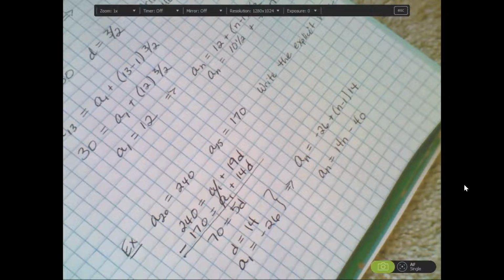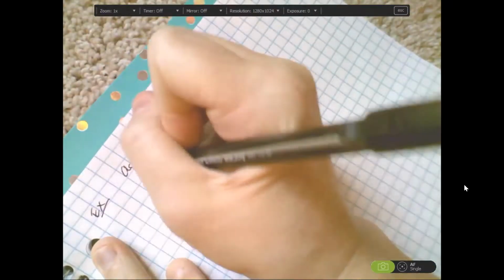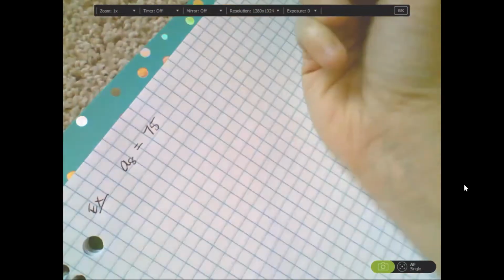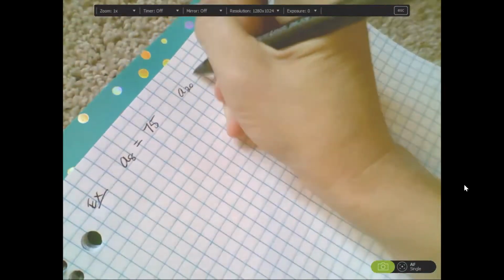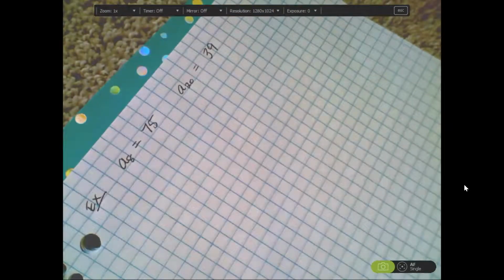I'll give you another one to do, if you want. I'll set it up for you and then tell you what the final answer is going to be. So for this one, we've got the 8th term is 75. The 20th term is 39. And then you have to come up with the explicit rule.